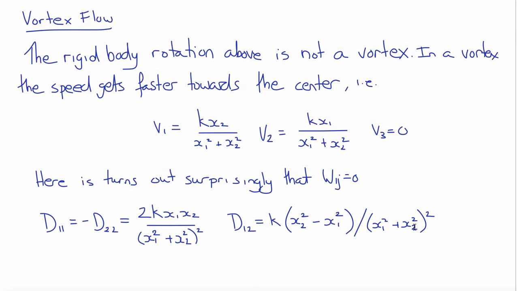So the symmetry decomposition of the velocity gradients into spin and rate of deformation has the effect of separating out rigid body rotations. But don't confuse a rigid body rotation with a vortex, because in a vortex flow, you actually have a gradient of velocity as you go from the inside to the outside. You also get a singularity mathematically at the origin, where x1 and x2 are equal to zero. And that turns out to be a pure rate of deformation without any rigid body rotation component.